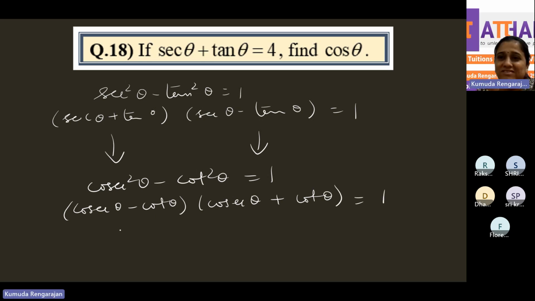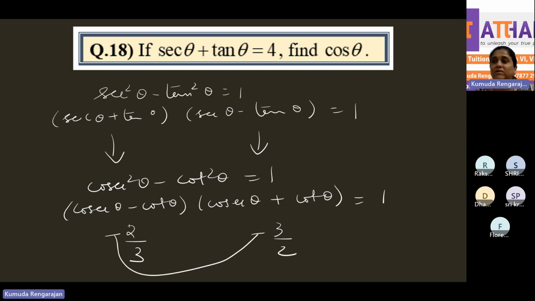So if this is, for example, minus 2 by 3, then this will be minus 3 by 2. You should say minus, because minus into minus only will be plus. This will not be plus. The sign will be minus, because minus into minus only will be plus. 2 by 3 will become 3 by 2.